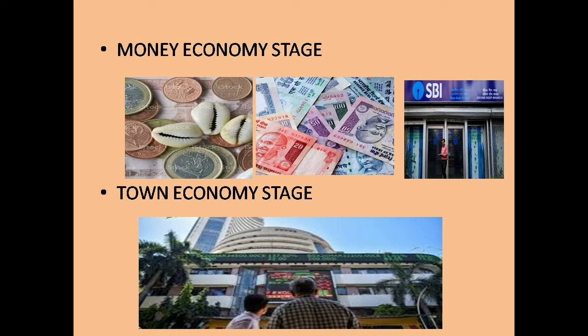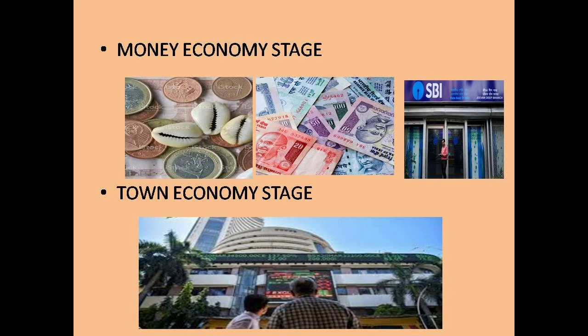Next stage is town economy stage. The introduction of bank money resulted in growth of commerce. As a result, production increased, local markets existed. Children, what do you mean by local market? The producers who produce varieties of things started meeting at a fixed place at periodical intervals for exchange purpose.